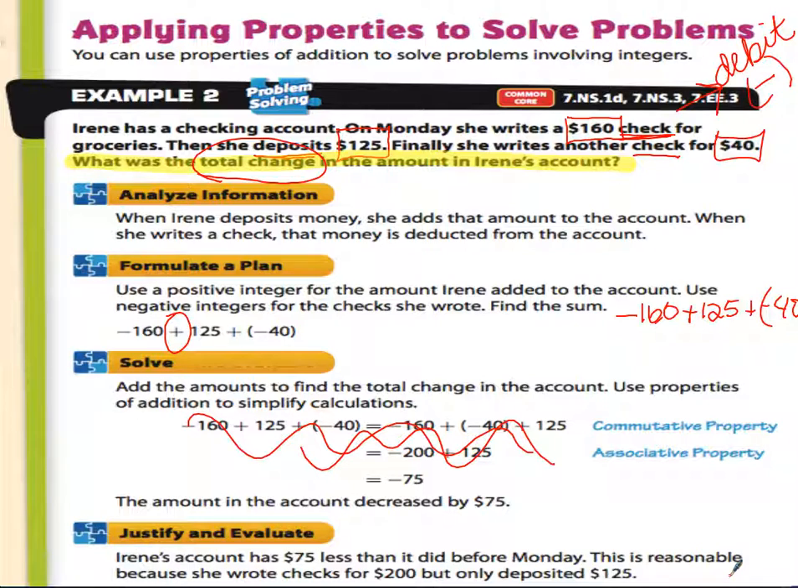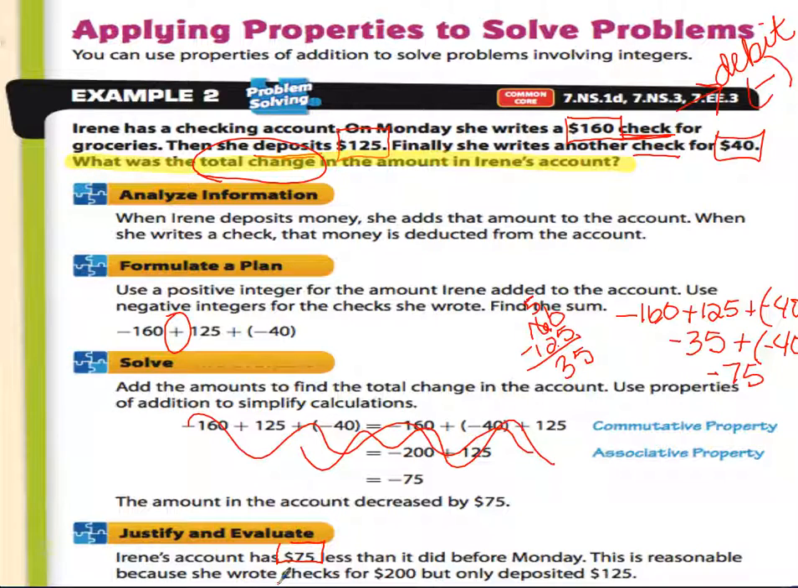So I have negative 160 and 125, so I'm going to subtract those off to the side because my signs are different. Five minus 2 is 3. And then here, because 160 is further from 0, I know that this is negative 35, plus a negative 40. I know a negative plus a negative means that I can just keep my signs and add. So this is 75, and my sign remains negative. So in this case, Irene's account has $75 less than it did before Monday.